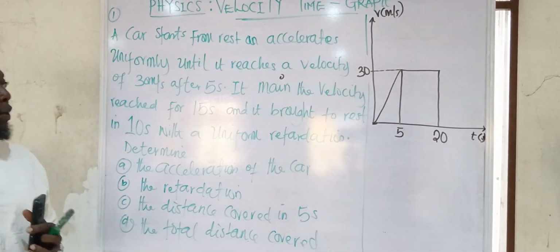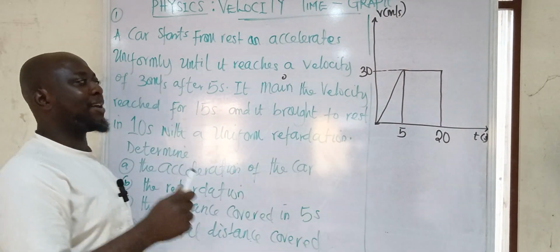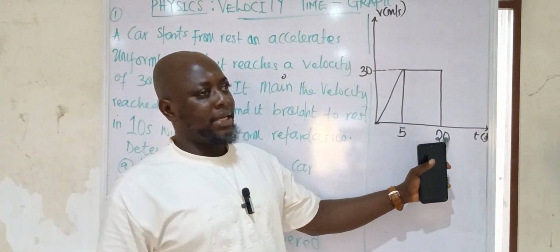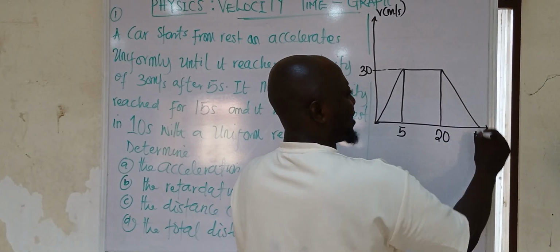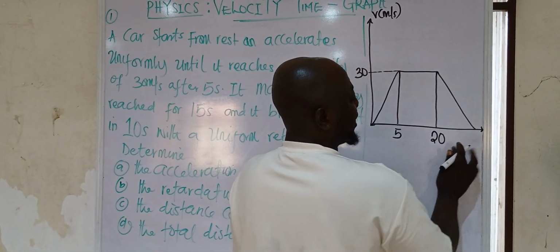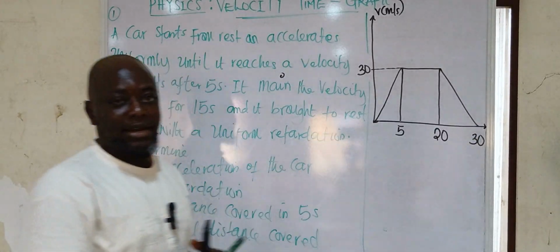Now from this point, what is next? It's brought to rest in 10 seconds. So I'm adding 10 to this one. Next one, not this one again, the next one is brought to rest. So it's coming down. That's what it means. For 10 seconds, so you're adding 10 to this one. That will give us 30. So this is my diagram.